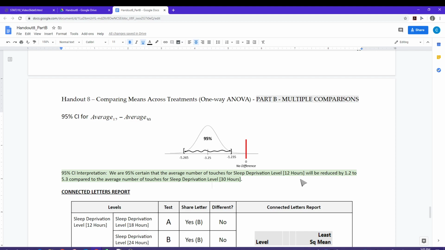And that makes sense. If you're not very deprived of sleep, then you shouldn't be touching the side of that hole as often as if you were 30 hours on the sleep deprivation level.